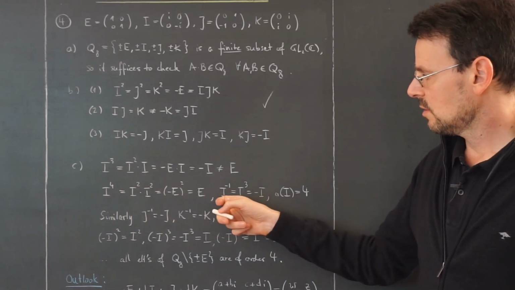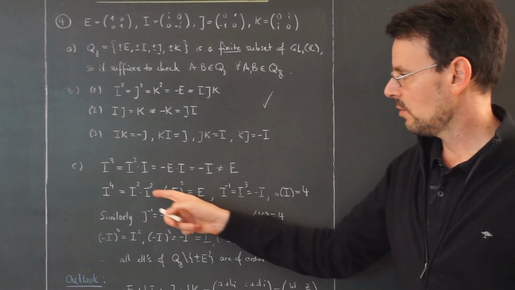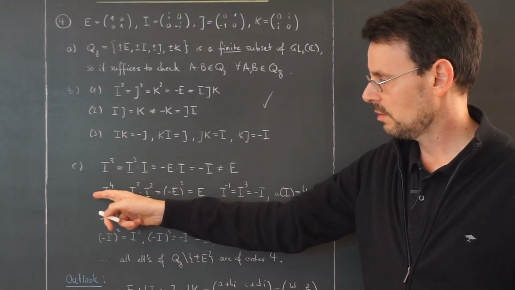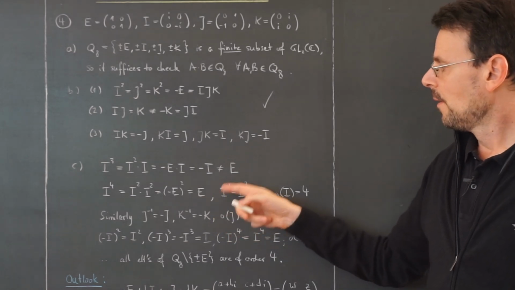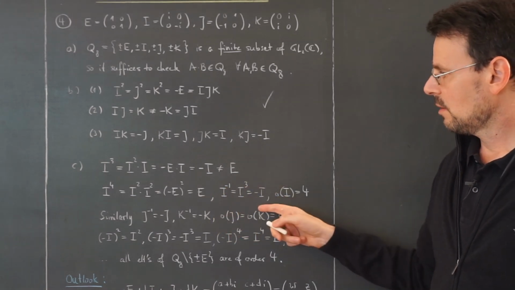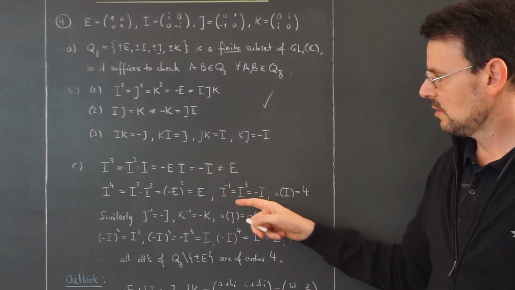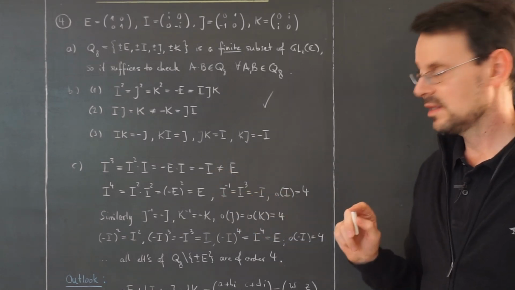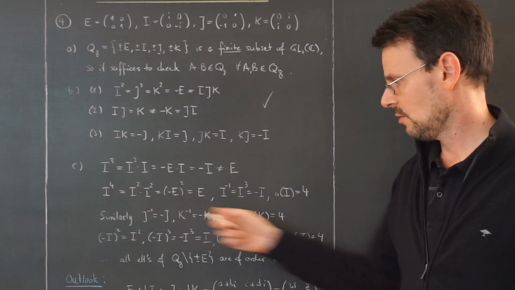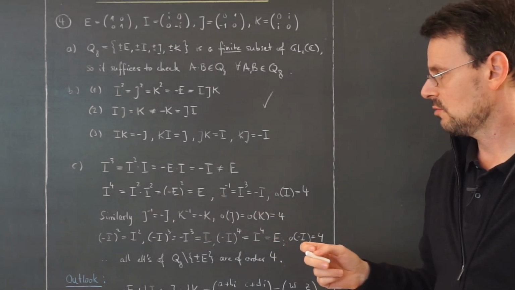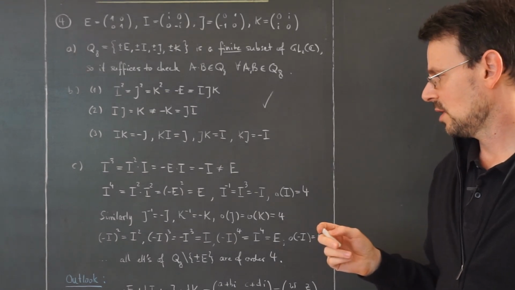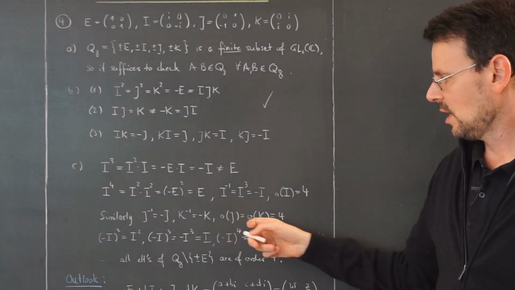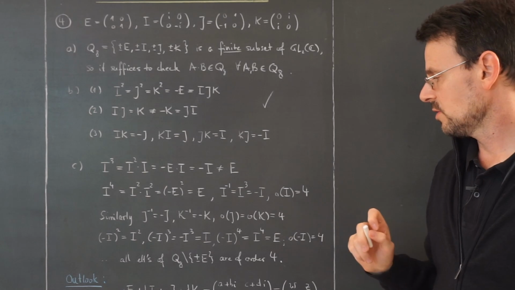And the inverse of i is i to the third power, because this here is i to the third power times i, and this is the identity. But i to the third power is nothing but minus i, as we've seen here, so the inverse of i is its negative. And of course, exactly the same is true for j and k, because they satisfy the same relation here. So the order of j as well as the order of k are also 4.